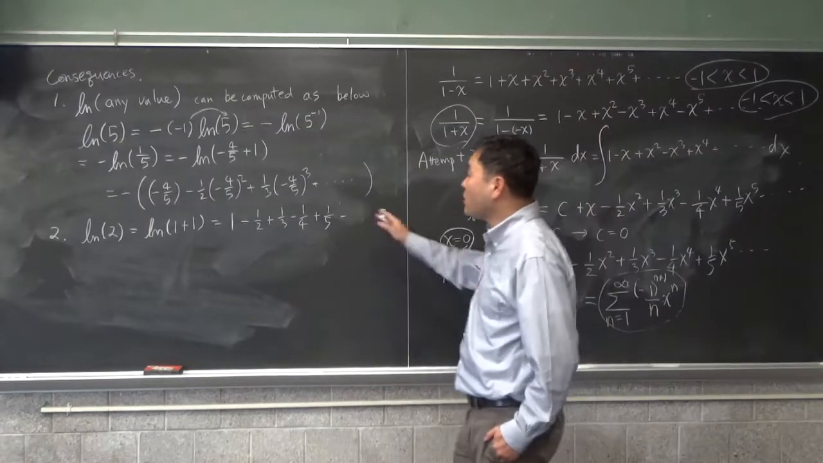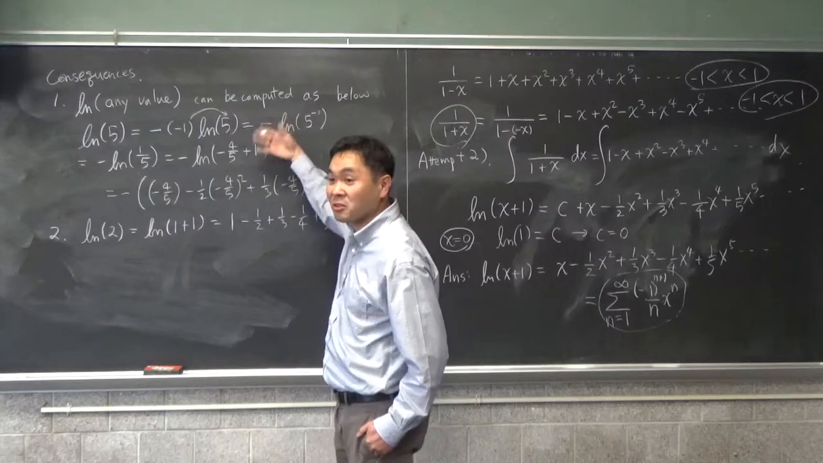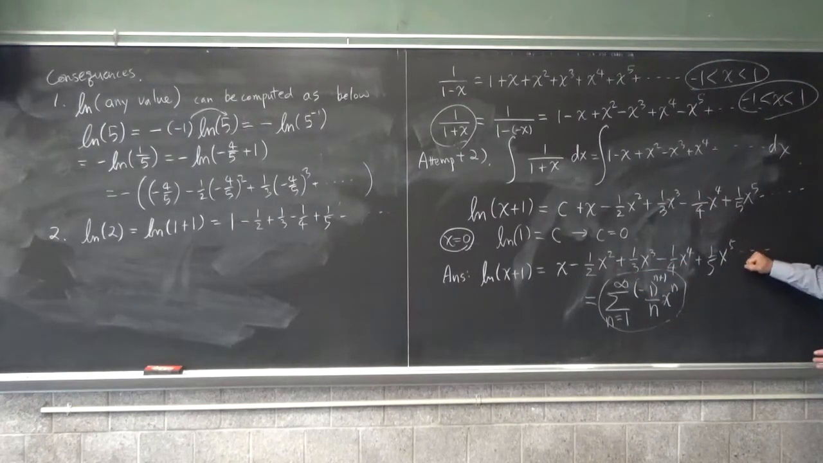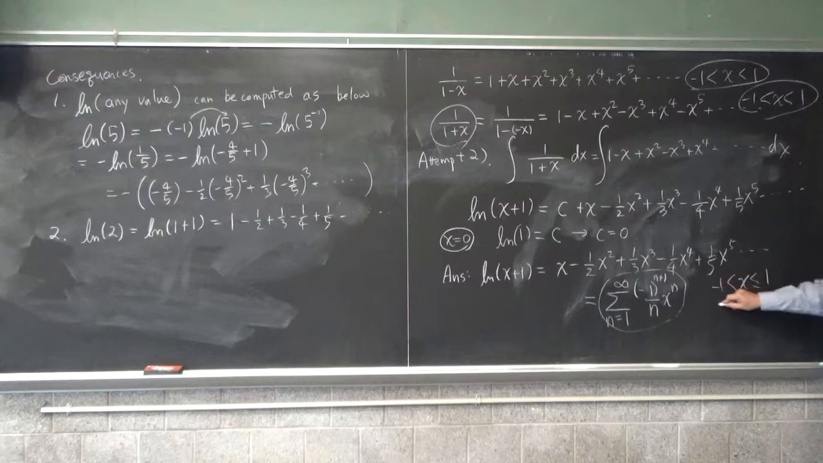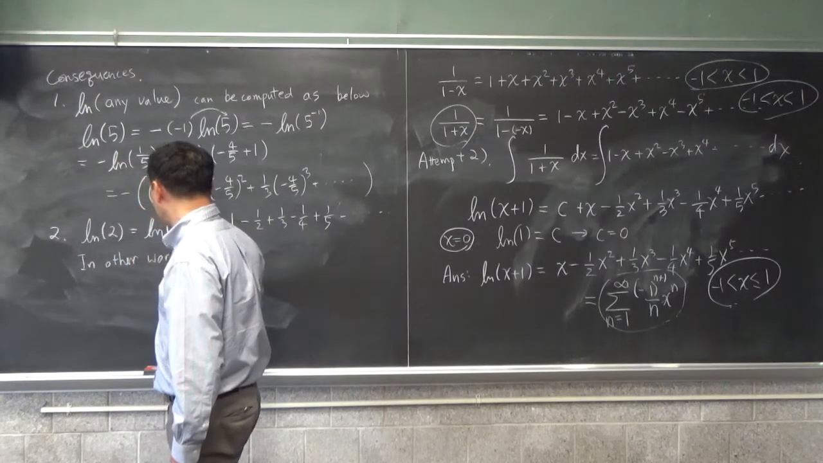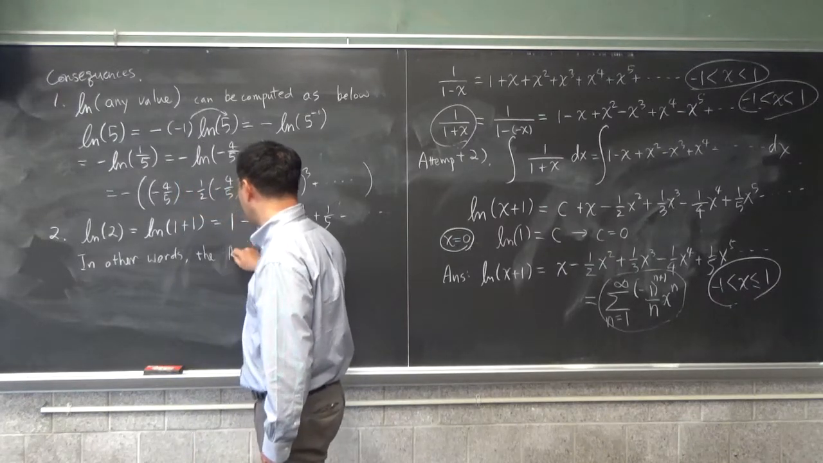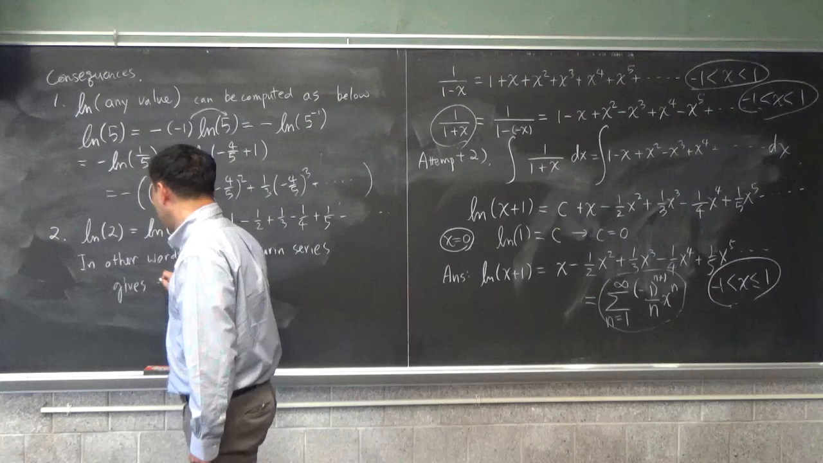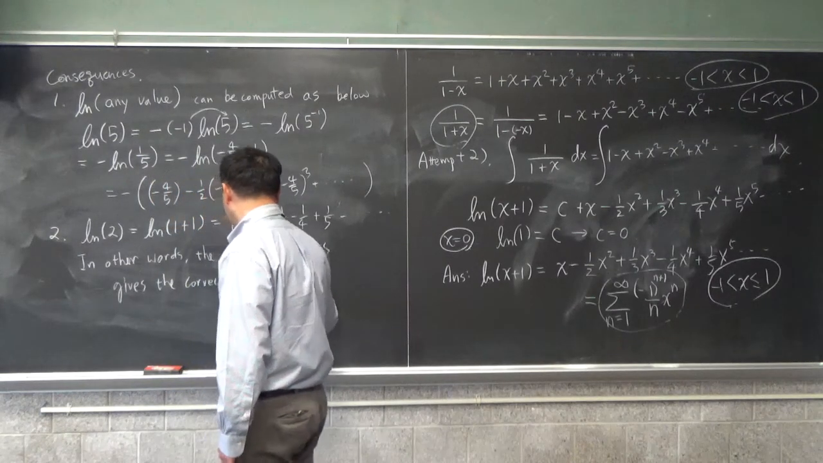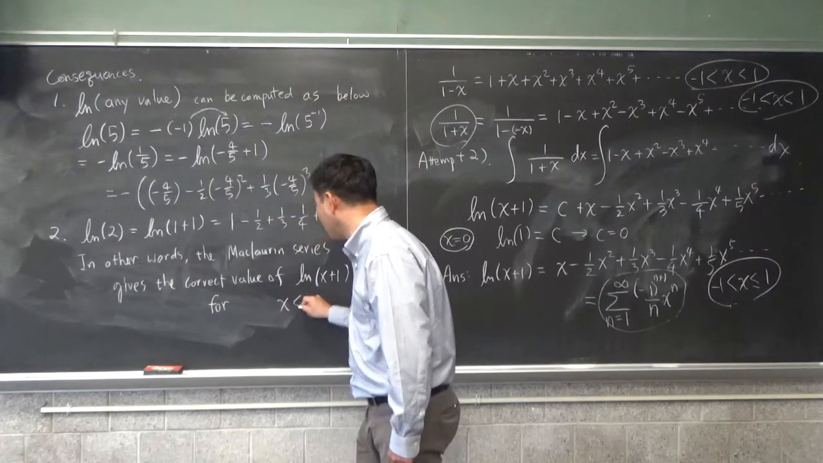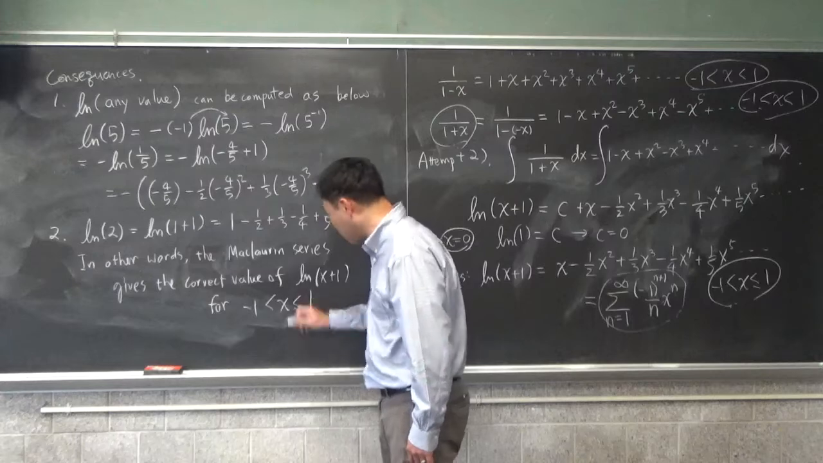Okay? And then if you compare this value with the ln of 2 approximation that you got from this other method, you're going to see that they agree. In other words, this series, although a priori it should be only working on here, it actually works when x is 1 as well. Okay, so in other words, the Maclaurin series gives the correct value of ln of x plus 1 for this interval. We already knew that it should be true for here, but it actually includes 1.